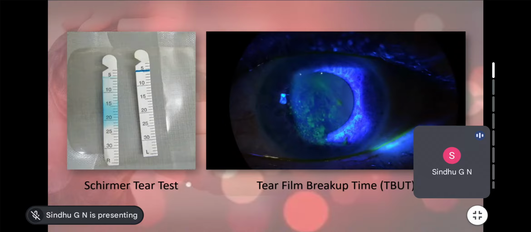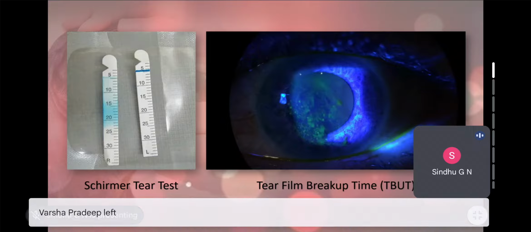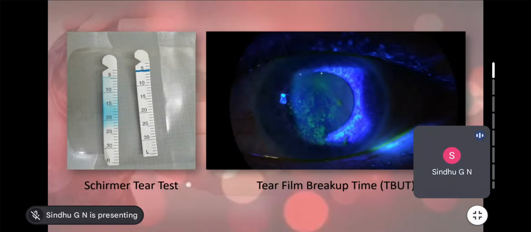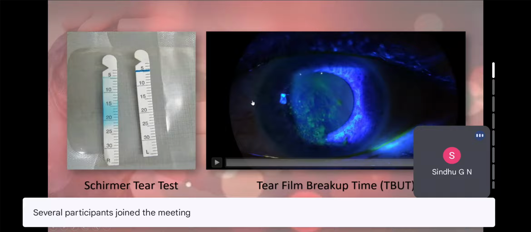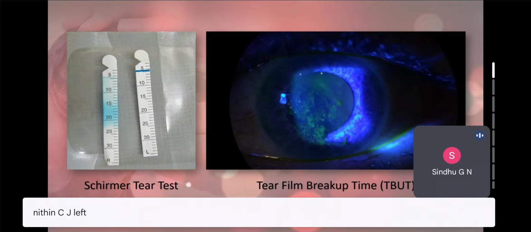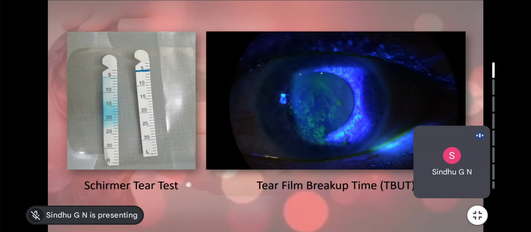If it is less than 15, it is dry eye. In very bad cases, we can see even less than 5 millimeter. Then tear film breakup time. This one is for the assessment of qualitative tear film defect. If the tear film is not stable, it's getting evaporated or it is not adhered to the corneal surface, we can assess based on the tear film breakup time.